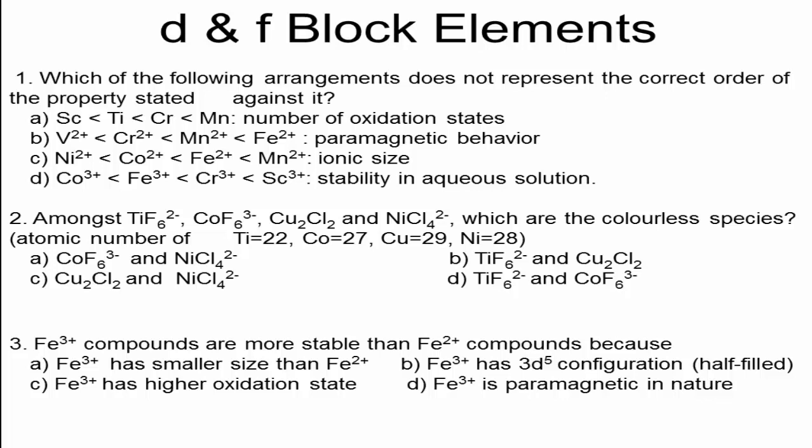Number of oxidation states. Option B, V2 plus less than Cr2 plus, less than Mn2 plus, less than Fe2 plus, based on paramagnetic behavior. Option C, Ni2 plus less than Co2 plus, less than Fe2 plus, less than Mn2 plus, based on ionic size. Option D, Co3 plus less than Fe3 plus, less than Cr3 plus, less than Sc3 plus, based on stability in aqueous solution.